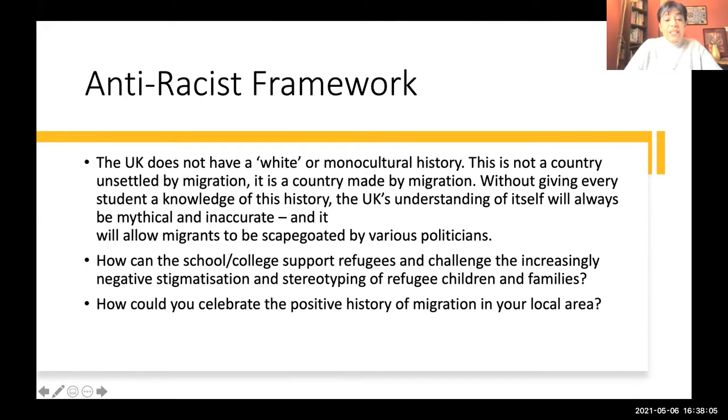Some of the questions in the framework are: how can the school and college support refugees and challenge the increasingly negative stigmatization and stereotyping of refugee children and families? And how would you celebrate the positive history of migration in your local area? I'll put the links in the chat in a minute, but I'm also happy to send them on afterwards to anybody who's in this session.